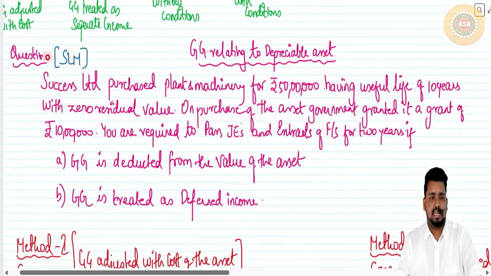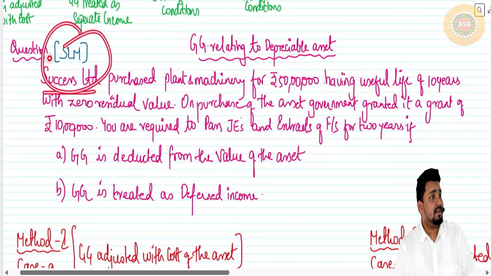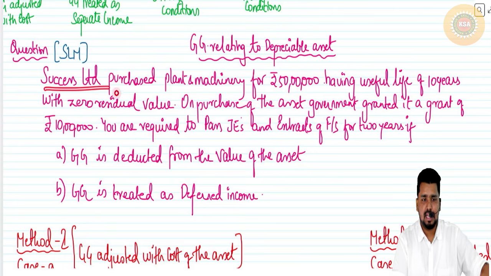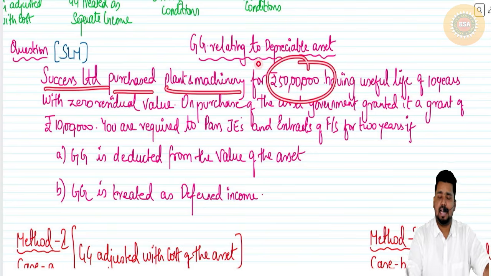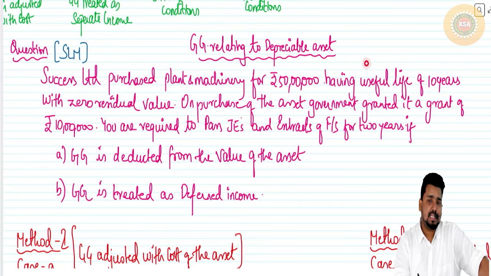Read the question, everyone. Success Limited. In this itself, we know SLM and WDV also. Both I am going to teach now. Success Limited purchases plant and machinery for how many lakhs? 50 lakhs. Whose useful life is how much? 10 years. Is there any scrap value in the question? No. If it is there, what should you do? Subtract it and find the depreciation with zero residual value.